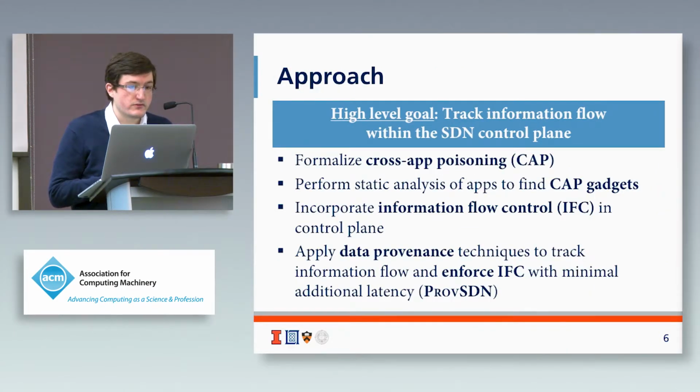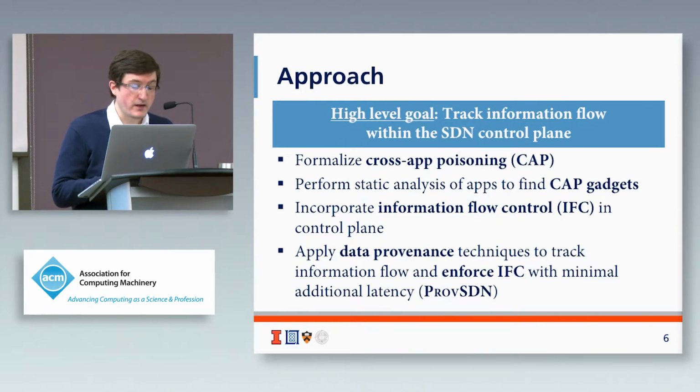So the approach that we've taken to try to mitigate this problem is to basically track information flow within the SDN control plane. And in order to do that, we try to formalize the problem, as we term it, cross-app poisoning. So it's the information flow control integrity problem for SDN control planes. We want to formalize it and understand the extent to which this actually occurs in practice. And to do that, we take a role-based access control model, find out which applications can read from or write to the different objects, and then perform static analysis to find out where these data flows actually occur between different applications.